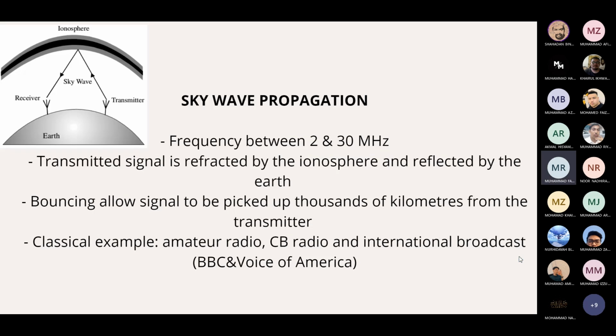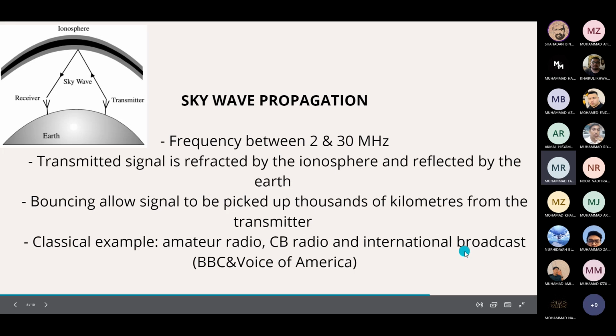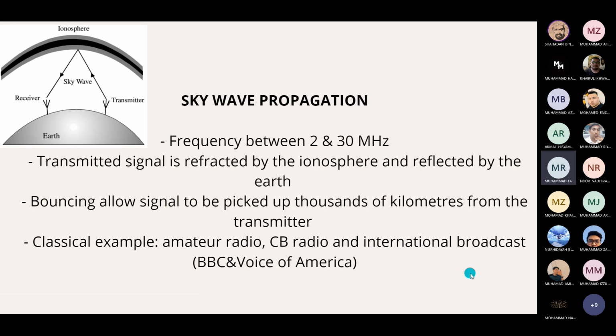And next is skywave propagations. This wave use frequency between 2 and 30 MHz. Its transmit signal is reflected from ionospheres and reflected by the Earth. Skywave propagation bouncings allow signal to be picked up by thousands of kilometers from the transmitters. The example of skywave propagation are used on amateur radio, TV radio, and international broadcast, BBC, and Voice of America.